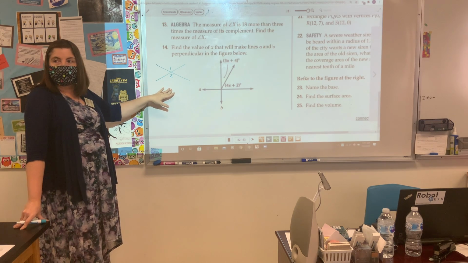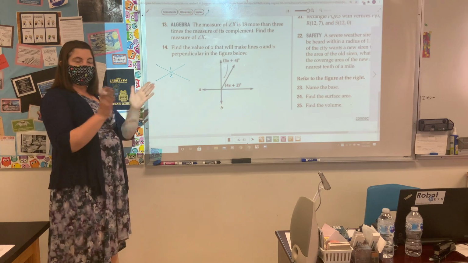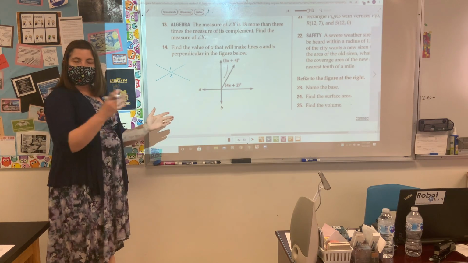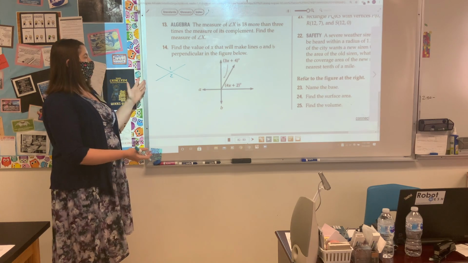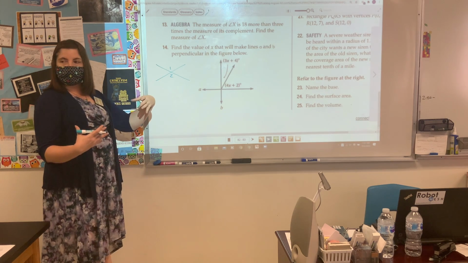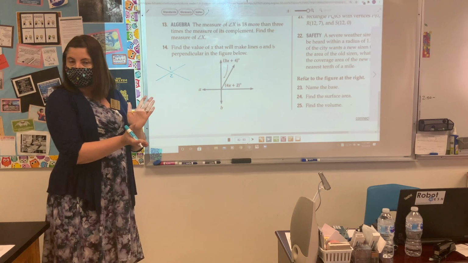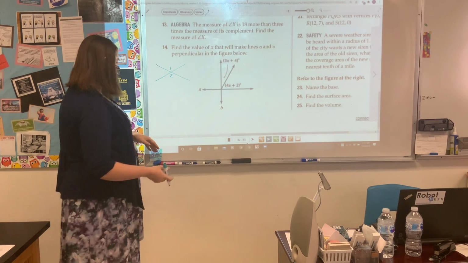Does that make sense? So supplementary, I have two angles adding up to 180. If it's a linear pair, the two have to equal 180. If I have vertical angles, those vertical angles equal one another. Complementary, they have to add up to 90. It all makes a difference.